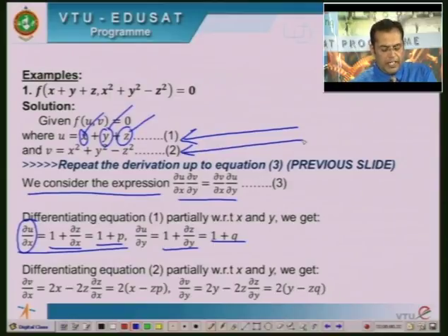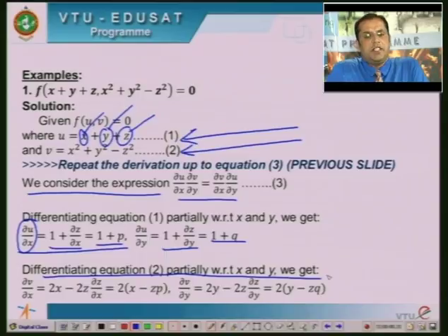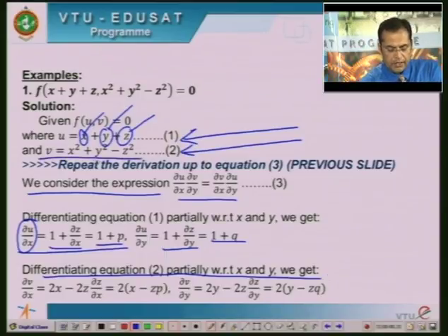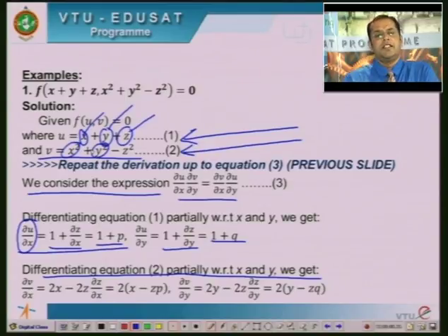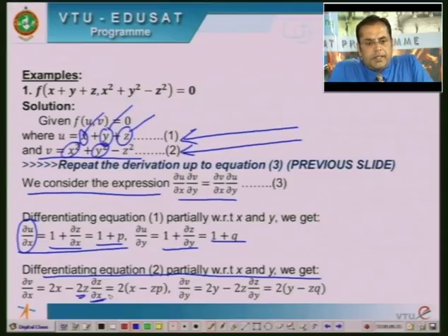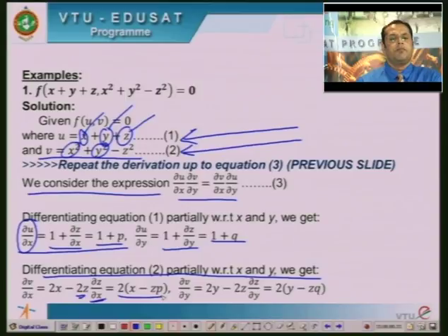So, differentiating equation 2 partially with respect to x and y, we get first dou v by dou x: x square gives 2x, y square is 0. What is z square, friends? Because z depends on x and y, z square will be first 2z followed by the corresponding partial derivative dou z by dou x. So, if you take 2 common and use the notation, it is 2 times x minus zp.